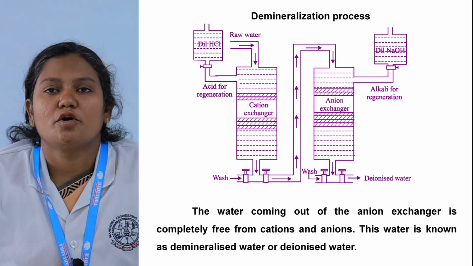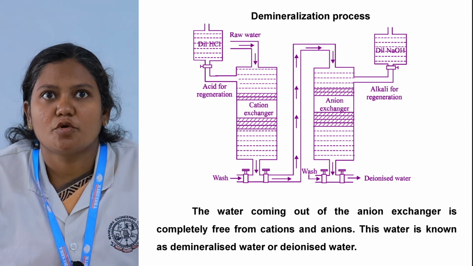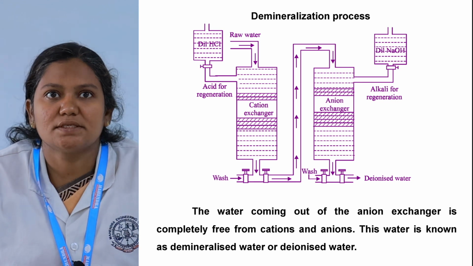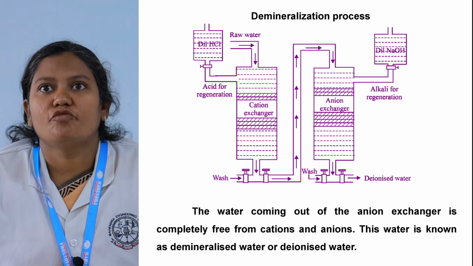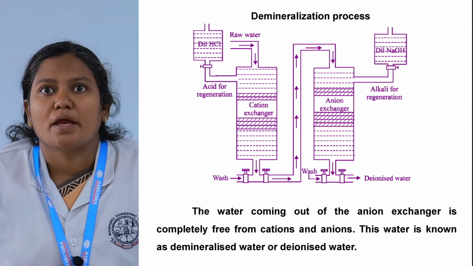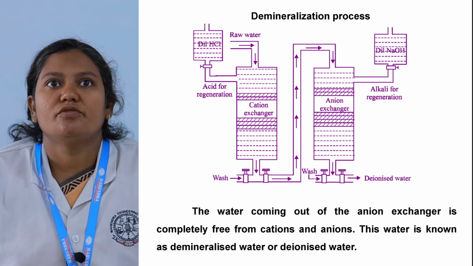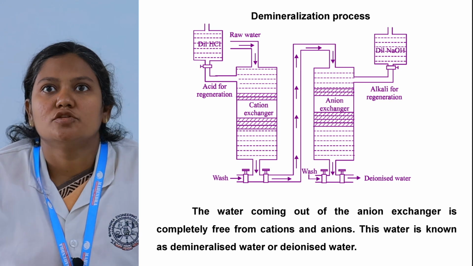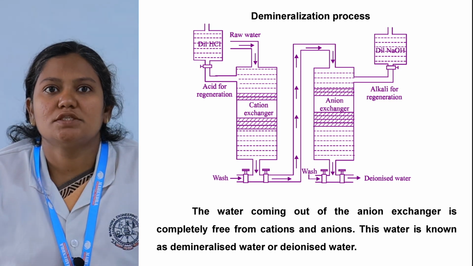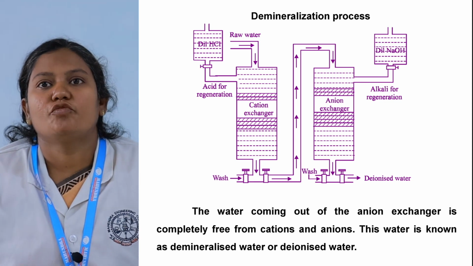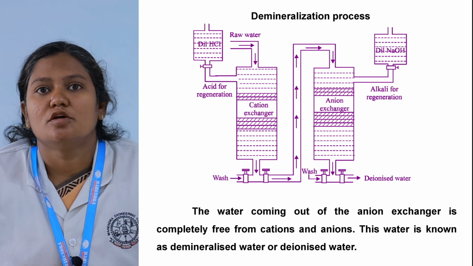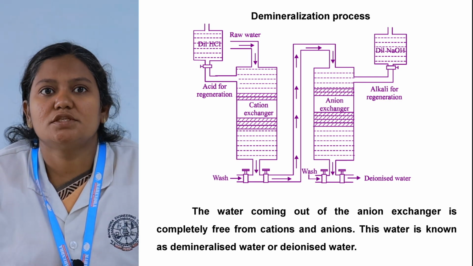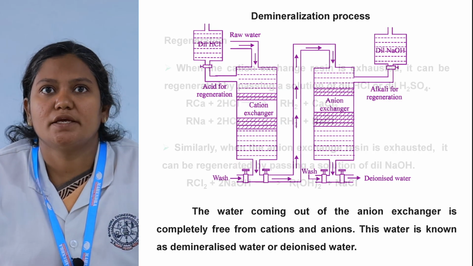After doing the process we go for the regeneration process, that is addition of acid for regeneration of the cation exchanger and addition of a base for the anion exchanger. The acid here we are using is dilute HCl. The base here we are using is dilute NaOH. The water coming out from the anion exchanger is completely free from cations and anions.